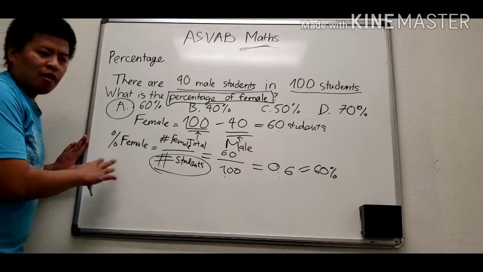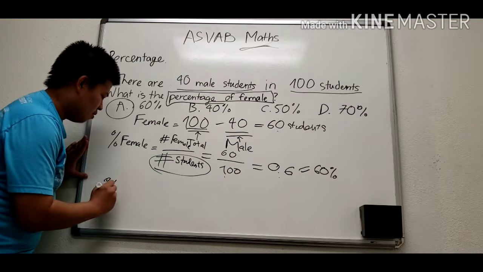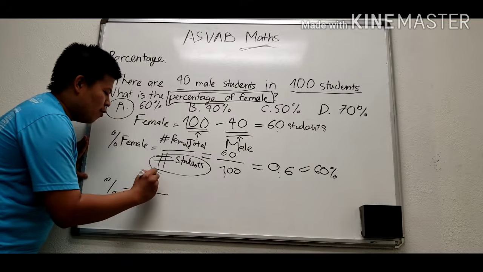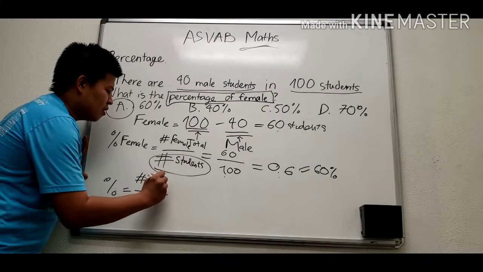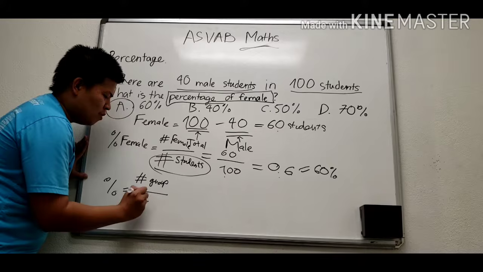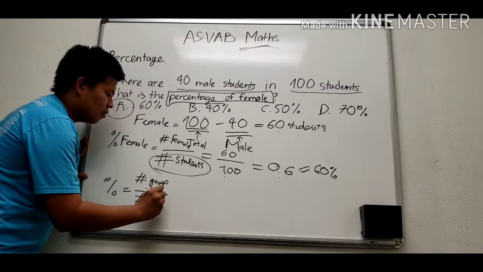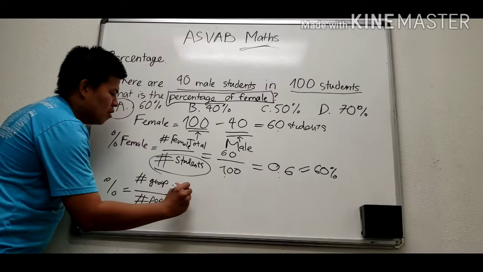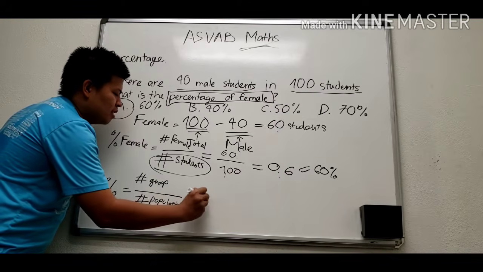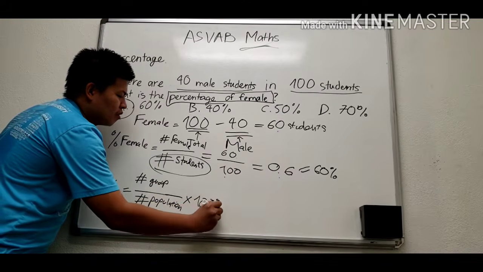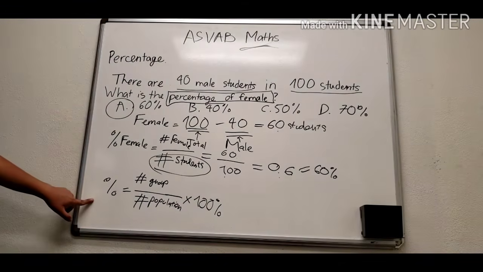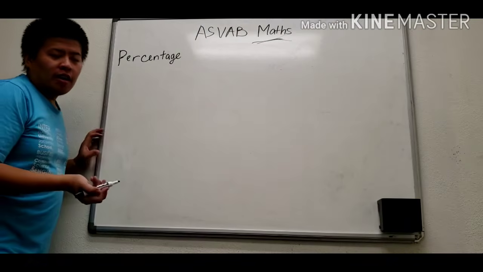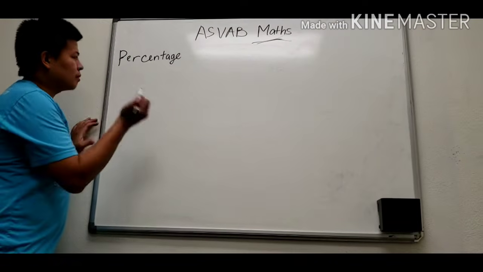So the formula for percentage is the number in the group divided by the population, multiplied by 100%. So this is the formula for percentage. We will learn about percentage.